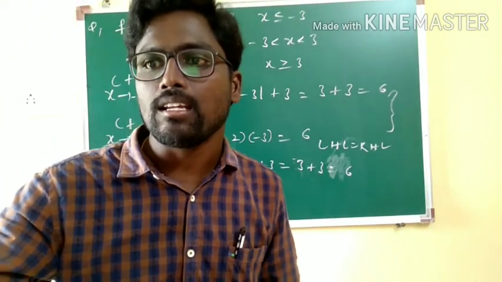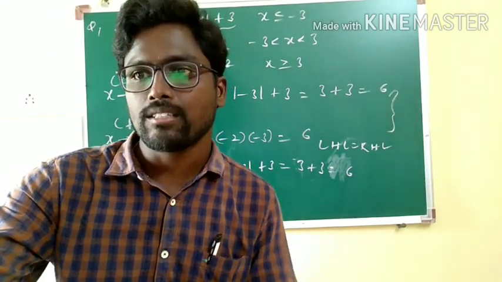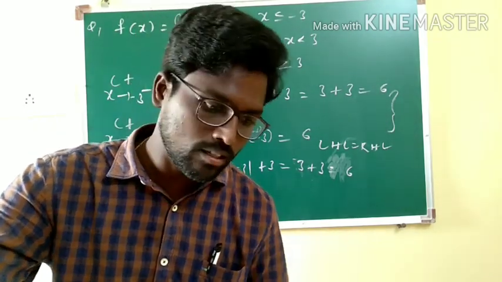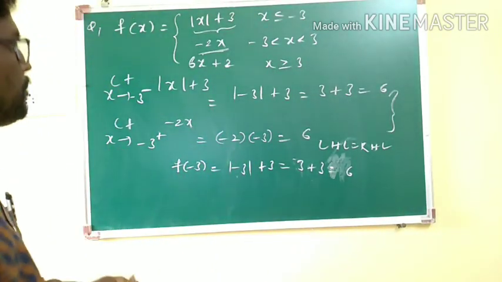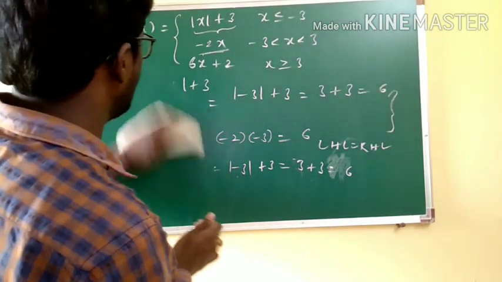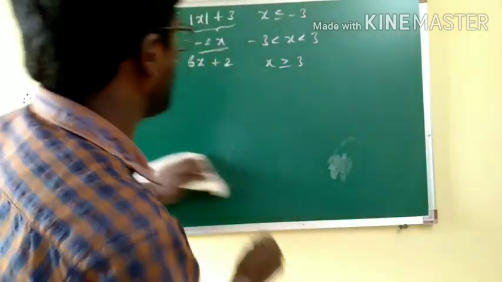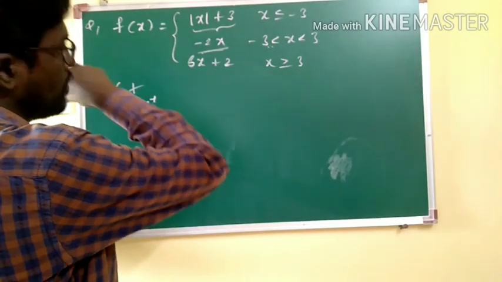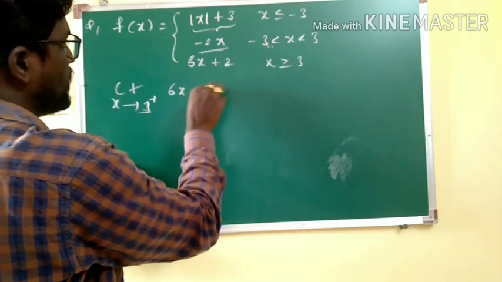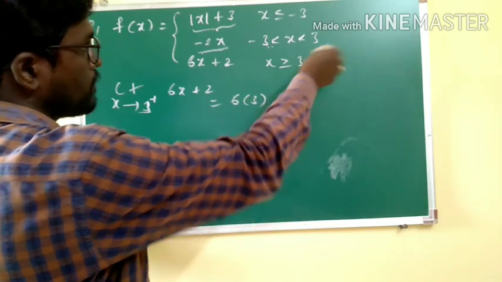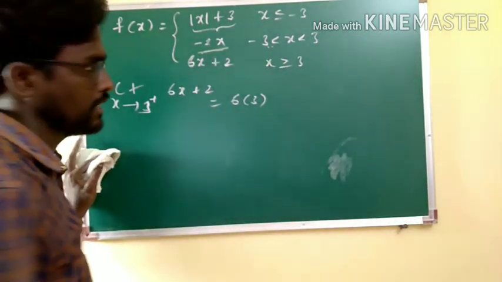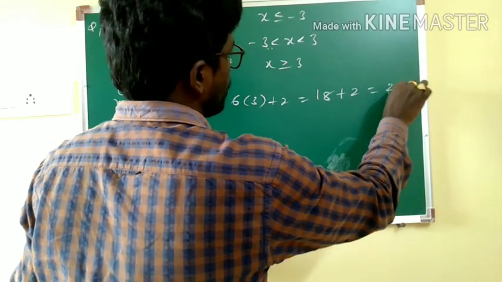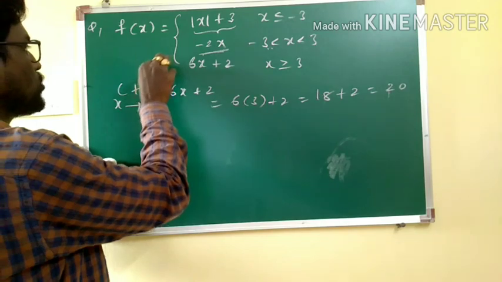Similarly, we will be checking for continuity at x equal to 3. If you are checking the continuity at x equal to 3, you are going to get case 1. See here, for 3 plus, the limit as x tends to 3 plus, which function? This function, 6x plus 2, that is 6 into 3. 3 plus means greater than 3. That's the reason I have taken 6x plus 2. 6 into 3 plus 2, 18 plus 2, which is equal to 20. Right hand limit is 20.